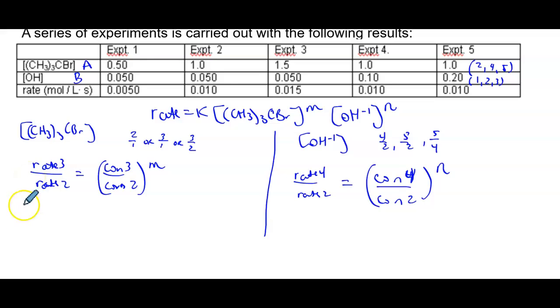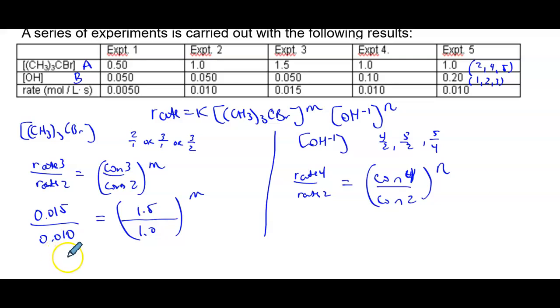Okay, so we're going to do rate 3. Now remember, rate's down here at the very bottom. Rate 3, in this case 0.015, over rate 2, 0.010, equals concentration 3. Now concentration 3 of who? Of the reactant we're solving for. So this will be 1.5 over concentration 2, which is 1.0. Now remember, I'm using the concentration for the reactant I'm solving for. That's why I'm looking at these two numbers to the m power.